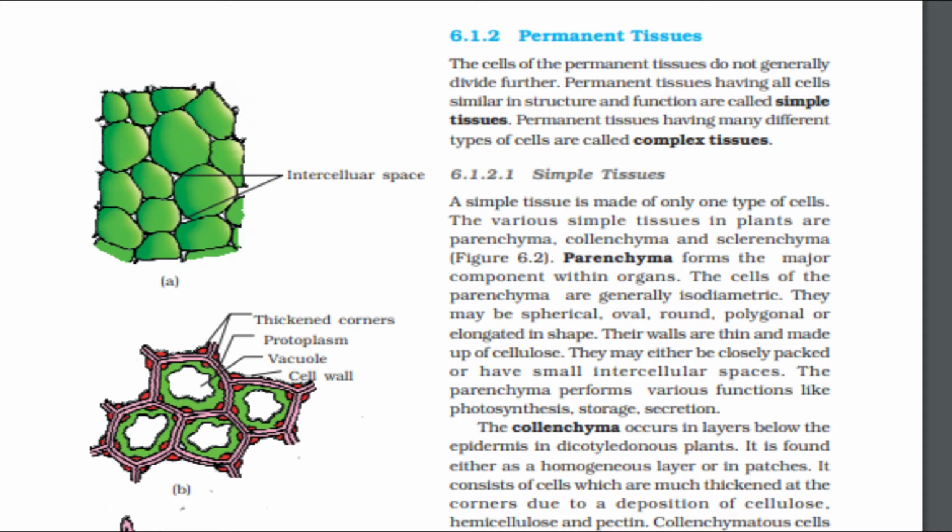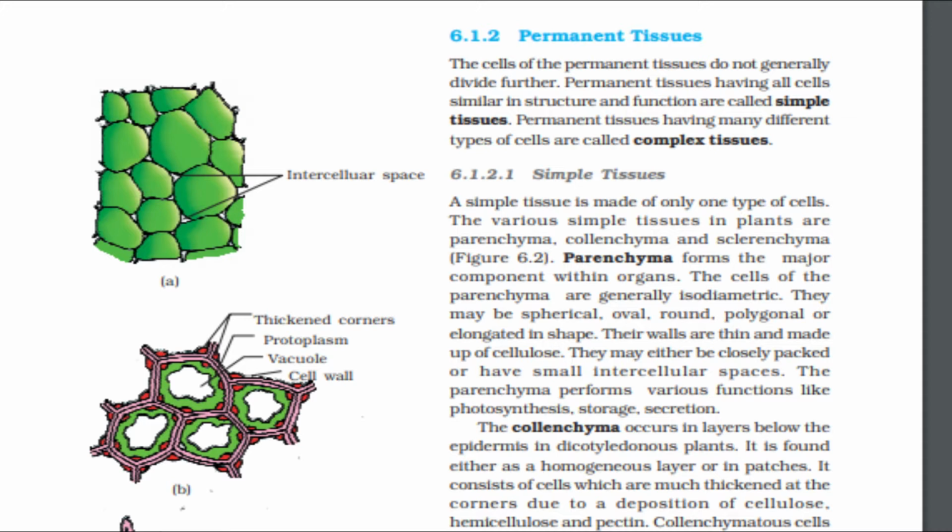The collenchyma occurs in layers below the epidermis in dicotyledonous plants. It is found either as a homogeneous layer or in patches. It consists of cells which are much thickened at the corners due to a deposition of cellulose, hemicellulose and pectin. Collenchymatous cells may be oval, spherical or polygonal and often contain chloroplasts. These cells assimilate food when they contain chloroplasts. Intercellular spaces are absent. They provide mechanical support to the growing parts of the plant such as young stem and petiole of a leaf.